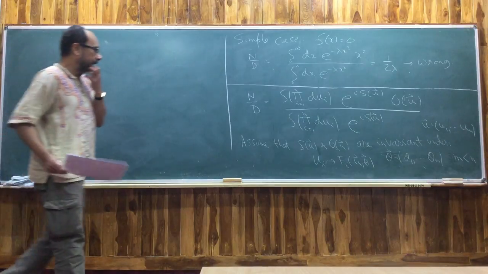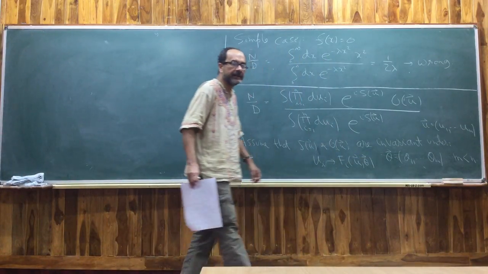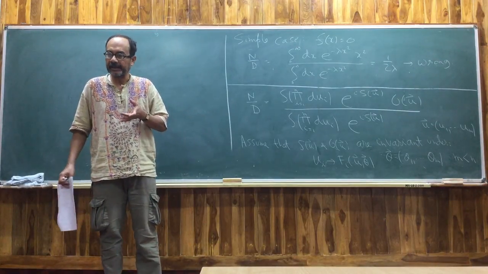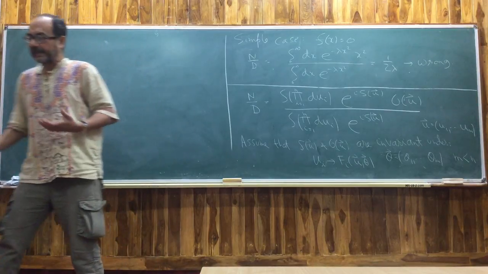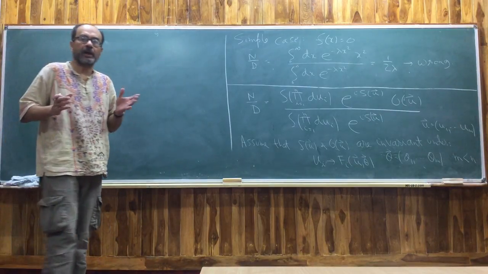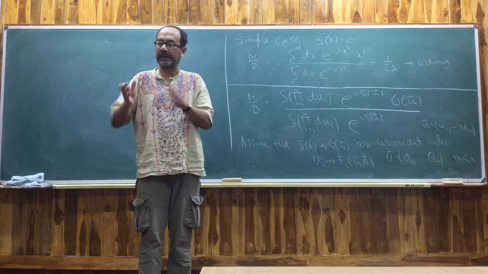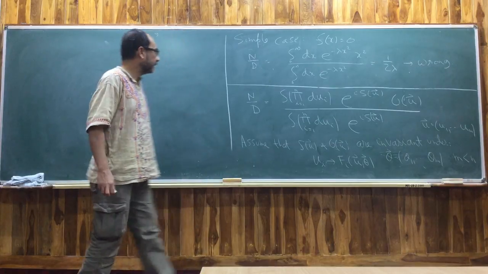Now, we'll assume that these transformations have group structure. What does it mean? It means that if we make the transformation by parameter theta 1, and then again by parameter theta 2, that is equivalent to transforming by some new parameter theta 3, which is obtained by composing theta 1 and theta 2. Is that clear?